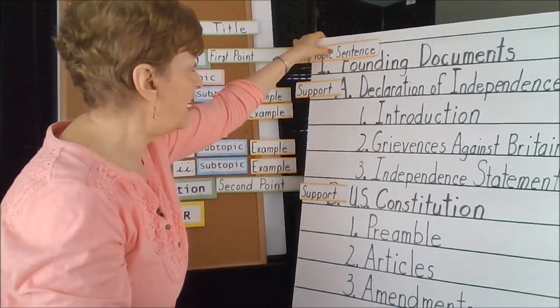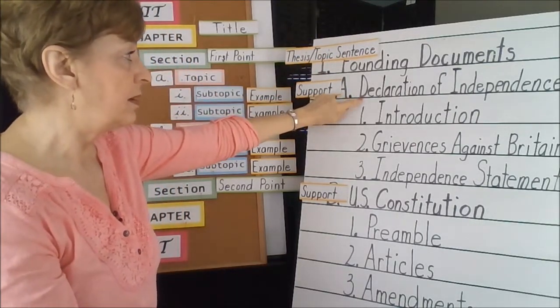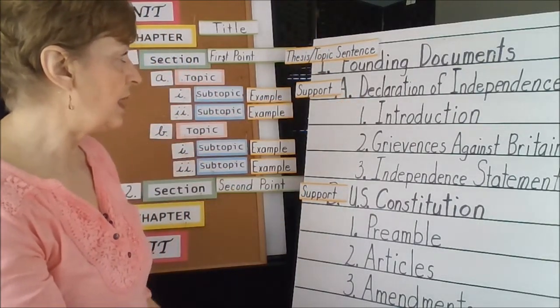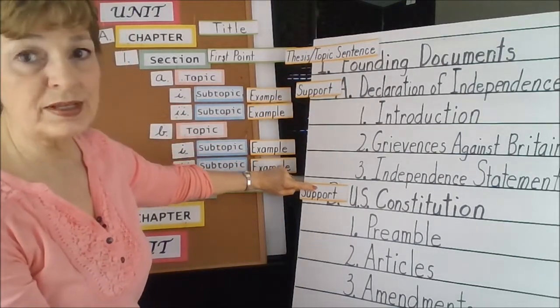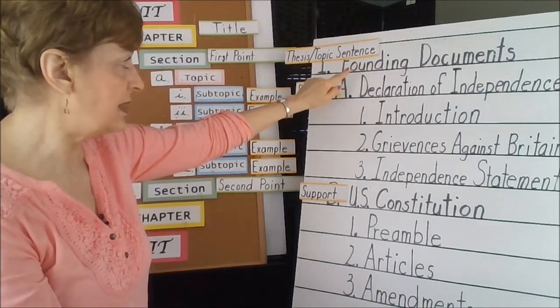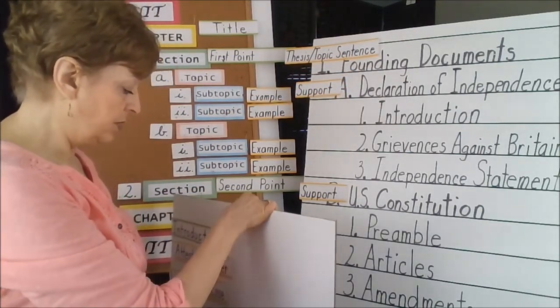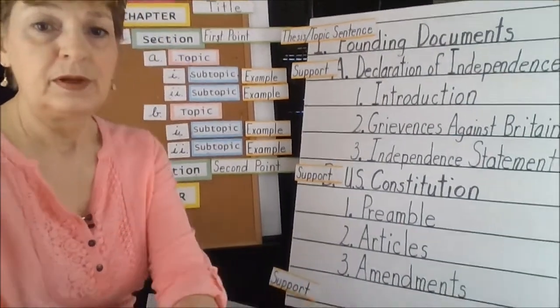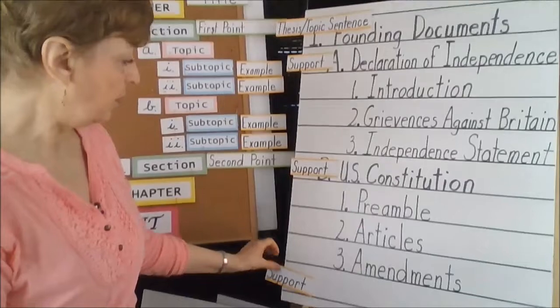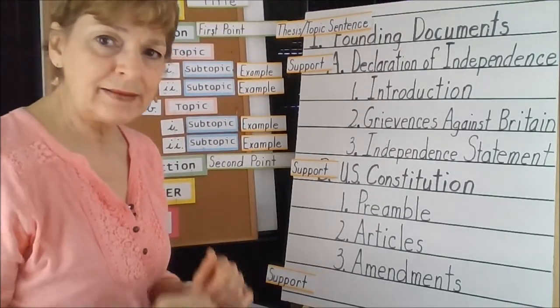So if our founding documents contained the Declaration of Independence and the U.S. Constitution, those could be two of the supports in our thesis statement. But we would need a third support. What else could we fit in here? Let's come back to that in a minute.